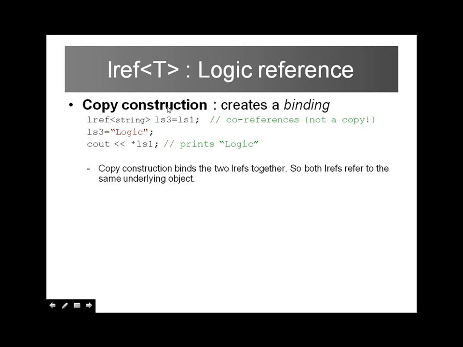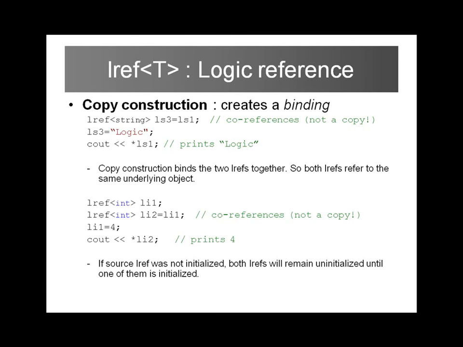For instance, here we are initializing ls3 with ls1 by copy construction. Once ls3 is copy constructed, we assign the value logic. Now, since both references refer to the same underlying object, changing the value of one will make the same change visible in the other logic reference. So even when we print the value of ls1, we'll actually get the new value.